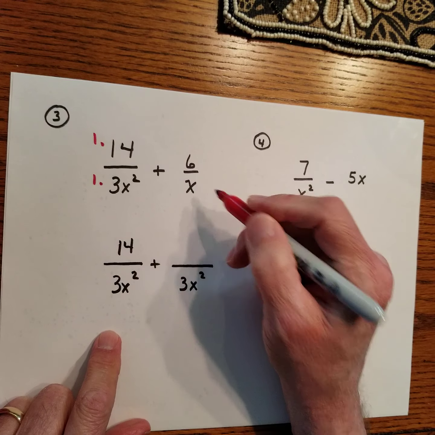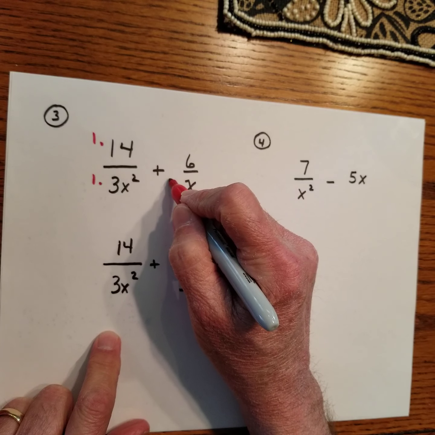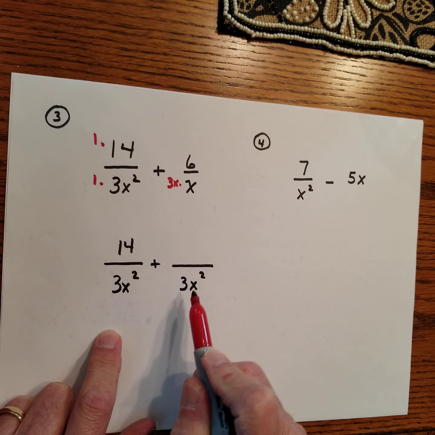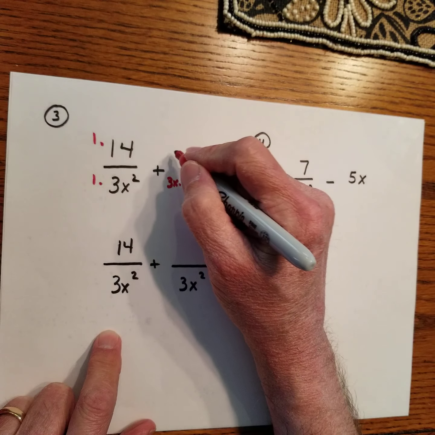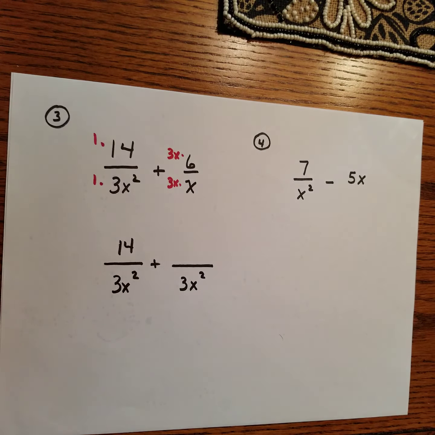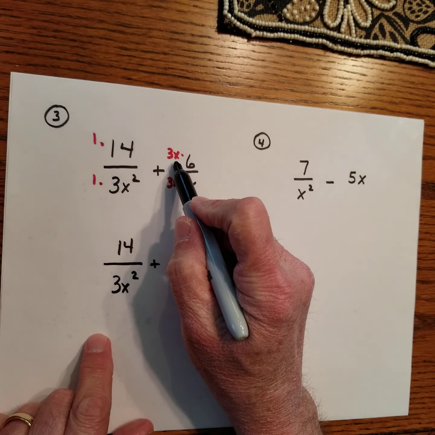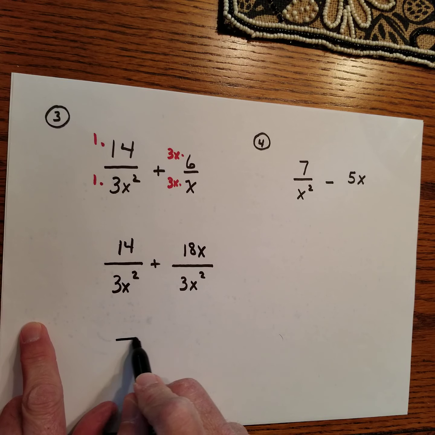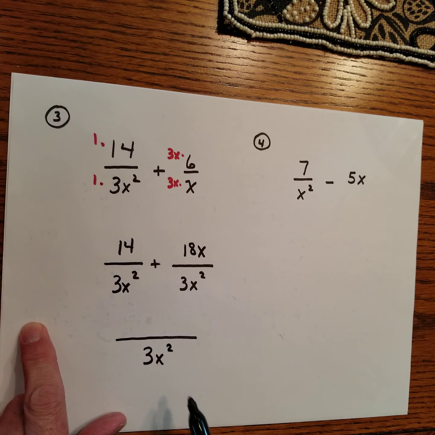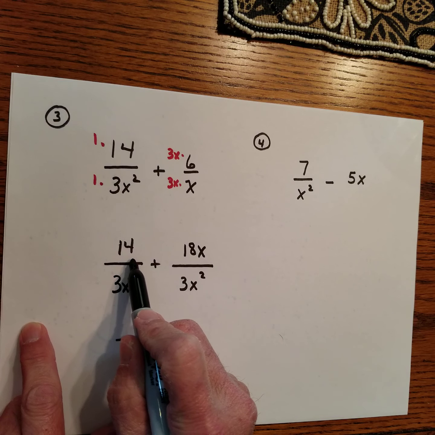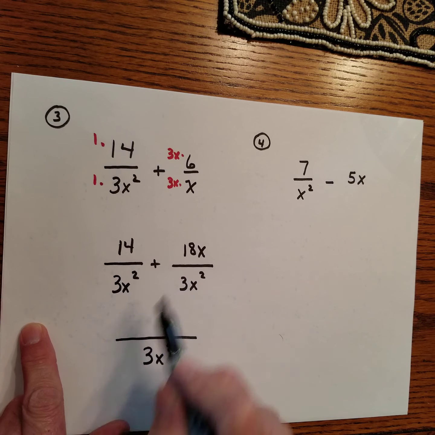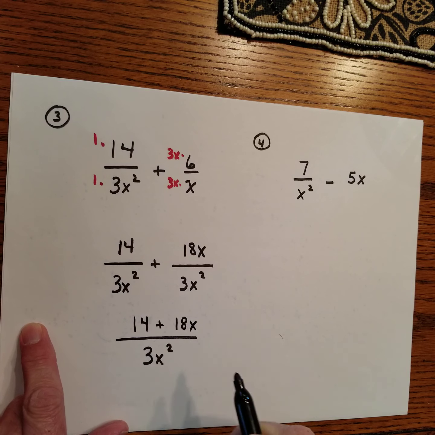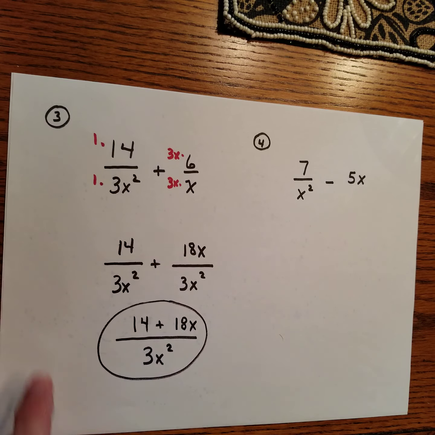What do you multiply times x to get 3x squared? Well, I'm going to multiply x times another 3x so that 3x times x is 3x squared. But if I multiply the bottom by 3x, I must multiply the top by 3x. 3x times 6 is 18x. Keep that common denominator. When I add the numerators, this does not have an x, this does have an x. Those are not like terms. If they're not like terms, then I can't really add them. All I can show is that I would like to add them and leave it like that.